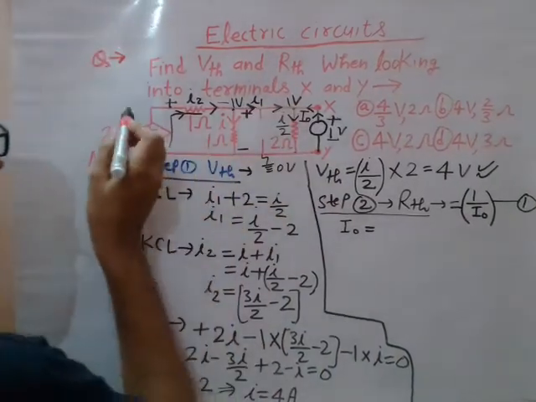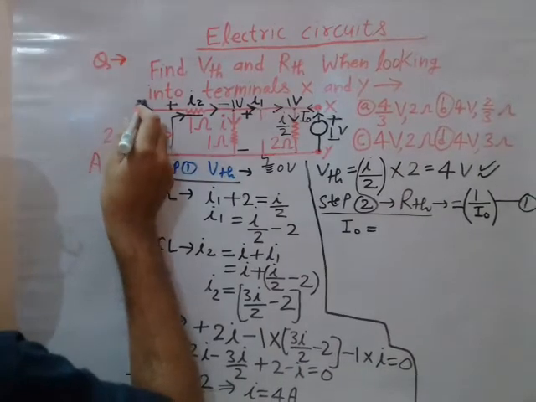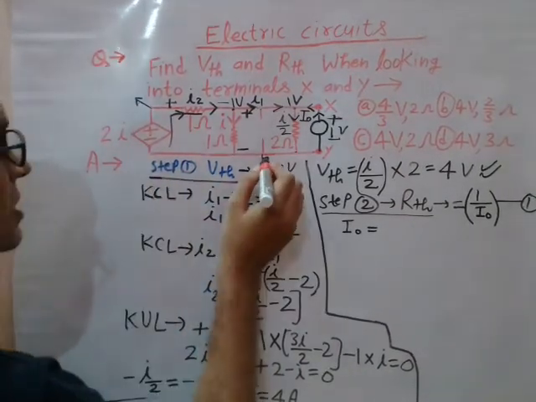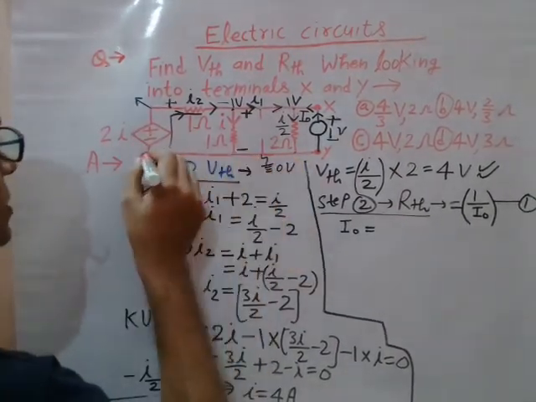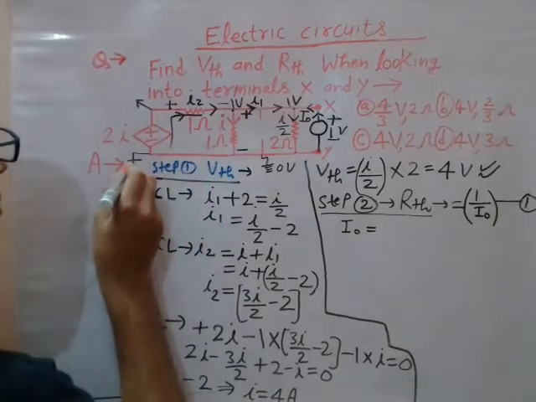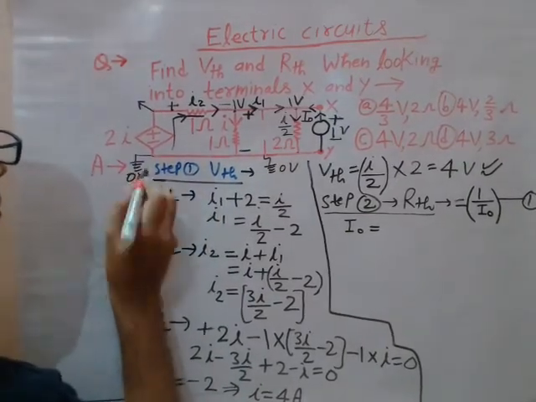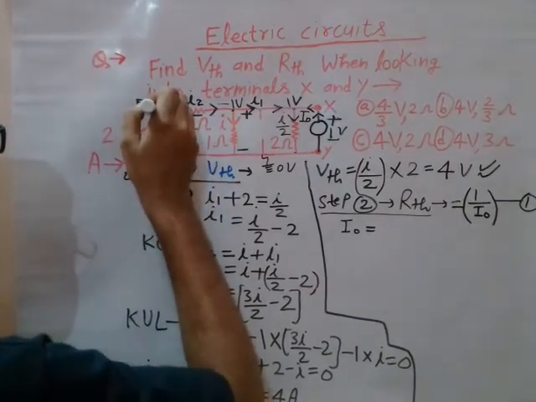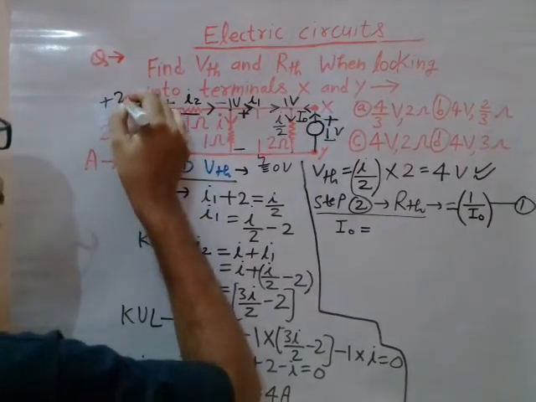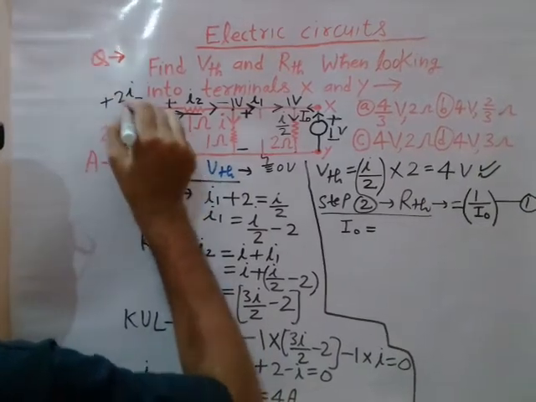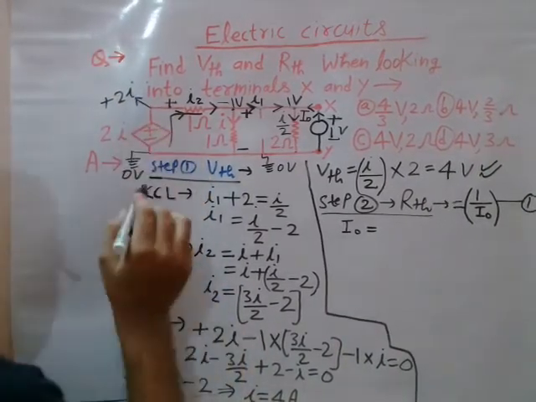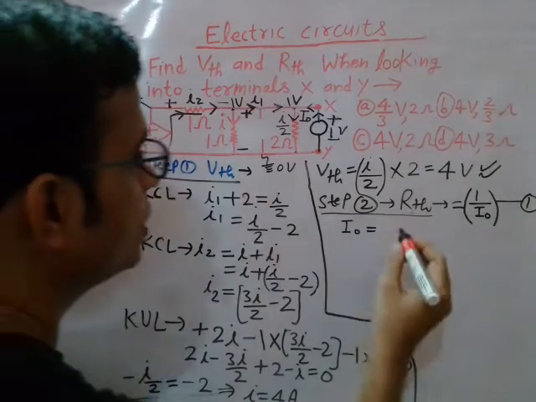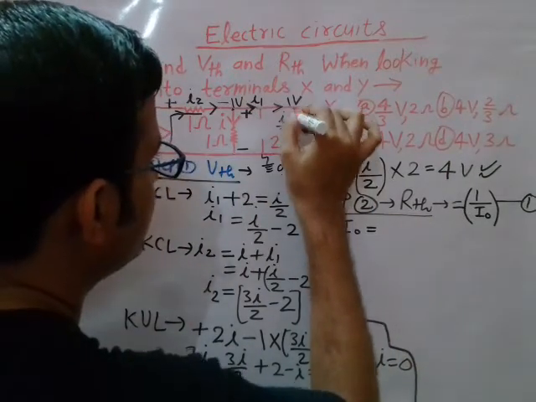Now what is the potential of this node? This is ground, this is ground, this is also ground, so this is 0 volt ground potential. With respect to this ground, the potential of this node will be plus 2i volt higher. So this is 2i. Now what is the current flowing in this branch?